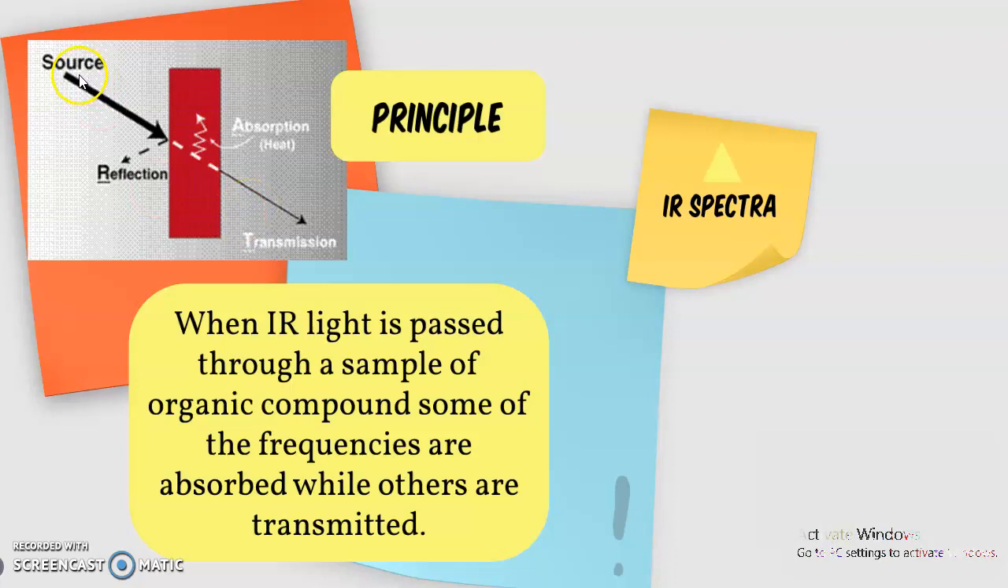But what happens in IR? When the IR ray comes, there is a sample, may it be a gas, a liquid or a solid, where my IR radiations interact with the sample, they absorb energy, and the remaining IR radiations are transmitted out of it. Okay.